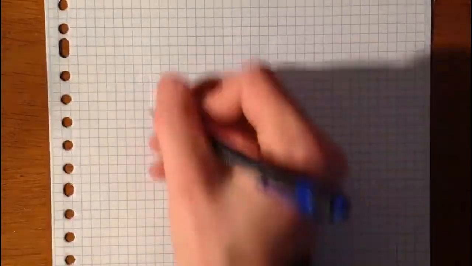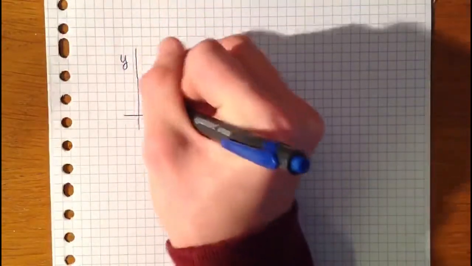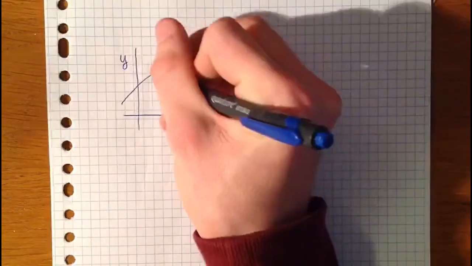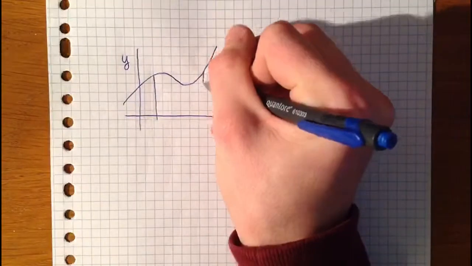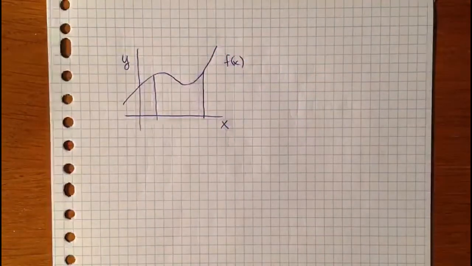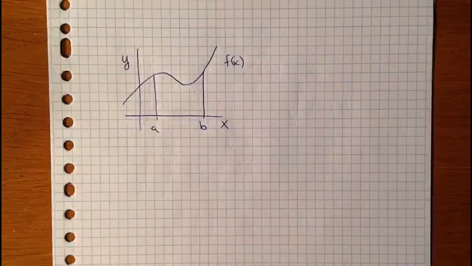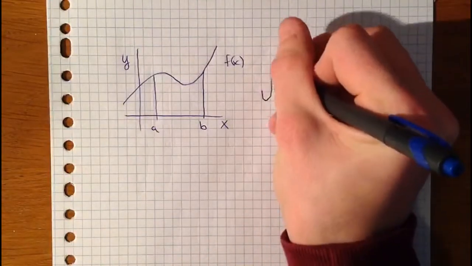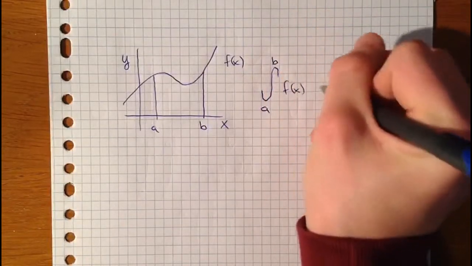Until now, we only have seen a single integral, which can be used to compute the area under a certain function from a certain interval, so let's take a to b. And if you put this in an integral, you get a to b from your function dx.